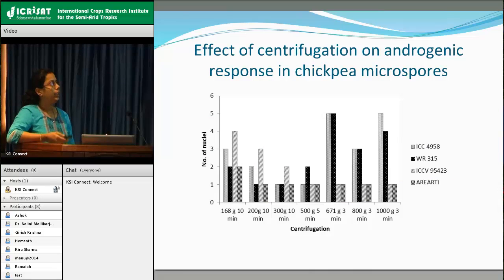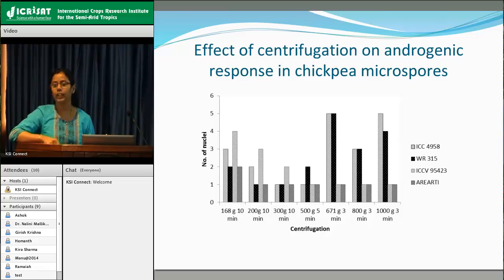So coming to the centrifugation treatment, I have observed that 2 of the genotypes, ICC 4958 and WR315, responded at 671 G, again resonating the protocol, but they also responded at a higher centrifugation of 1000 G for 3 minutes. Unfortunately, the RIT variety hasn't responded at all, and it's the least responsive among the 4 genotypes. An observation is that the Desi varieties respond in RMD media, whereas the Kabuli varieties respond in RMIK media.